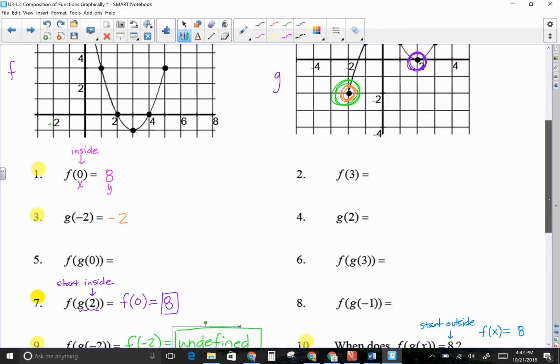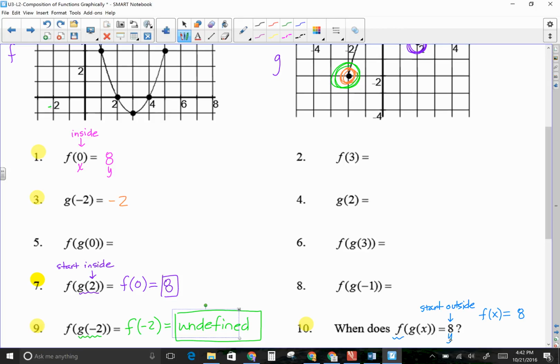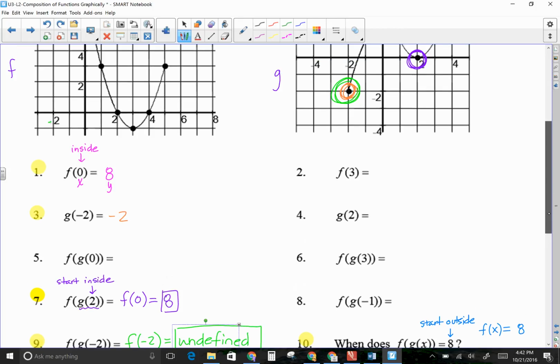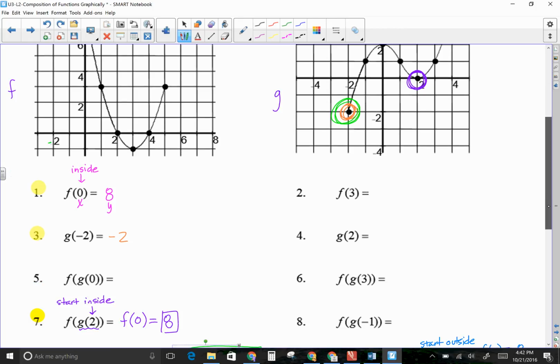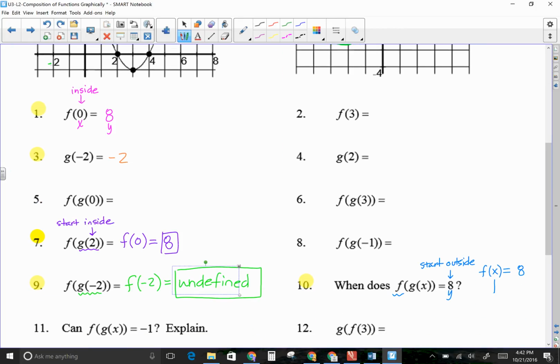So I go back to my f function, okay? And what I said, 8 is the y value. So I'm going to go on my y-axis, and I'm going to find where f equals 8. Well, f equals 8 when x is 0. So when this thing on the inside is equal to 0, then I know that f of x equals 8. Well, what's on the inside is this right here. So this is what's going to be put there, and that's going to say g of x is equal to 0. So where does g equal 0?